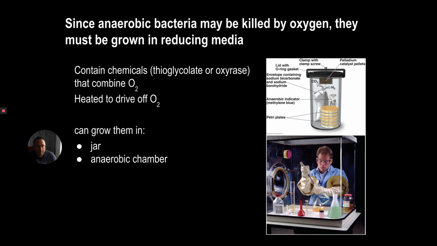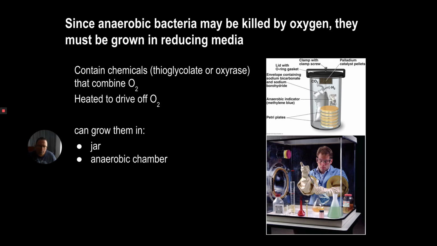an anaerobic jar. In this anaerobic jar, you have a catalyst of palladium, and you have an O-ring gasket to make it completely airtight. And then you have an envelope that contains sodium bicarbonate and sodium borohydride, and you have an anaerobic indicator. And so this creates a completely oxygen-free environment for your bacteria to grow in, or you can grow it in an anaerobic chamber.